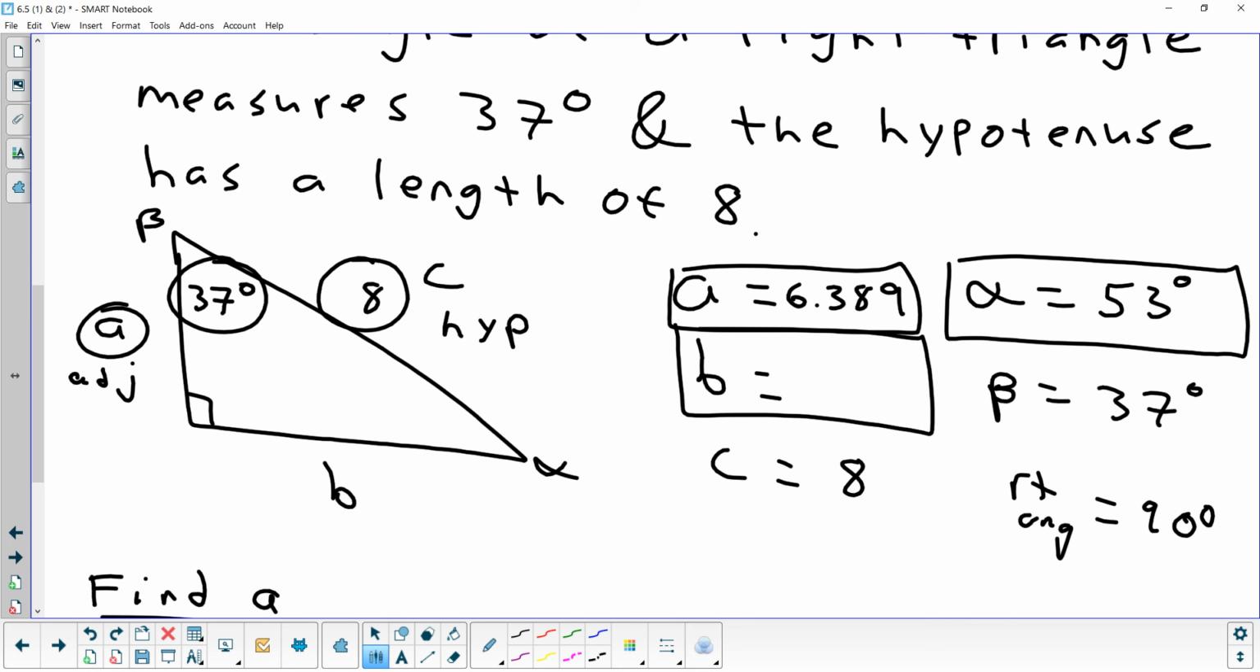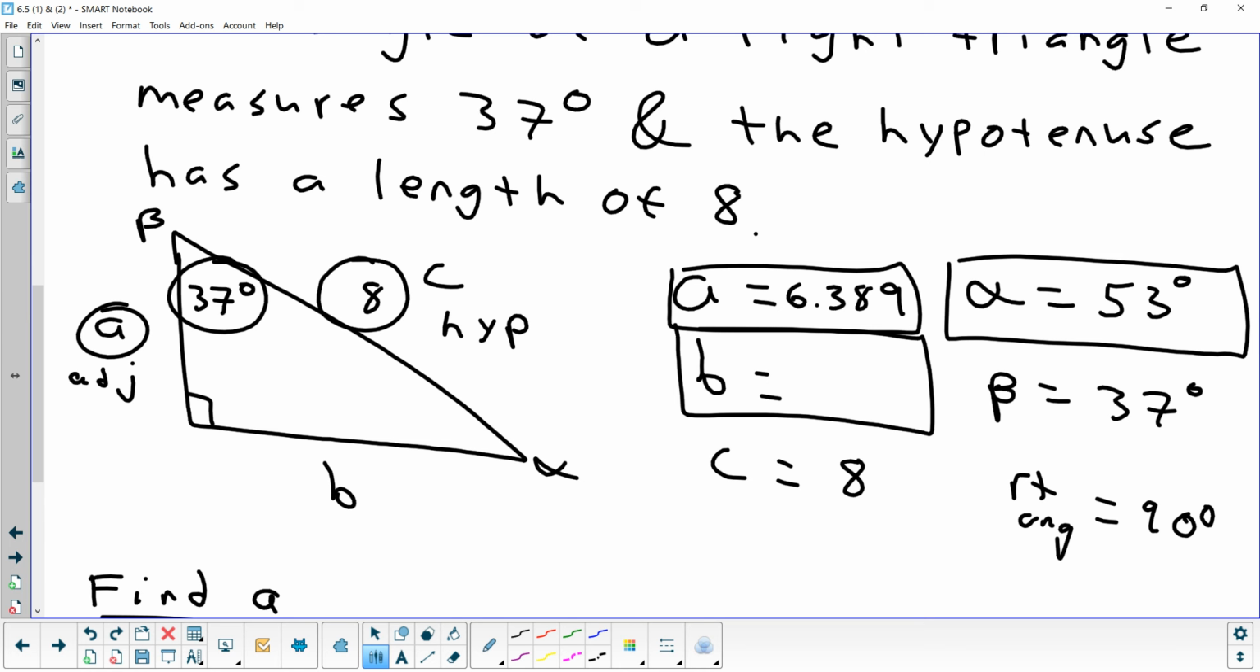Now, I know 2 out of 3 of the sides. Anytime you know 2 out of 3 of the sides, what theorem could you use to find the third side? Pythagorean Theorem. You could use Pythagorean Theorem, but why do you think I'm going to say that it's not the best idea? Because you could have made a mistake.